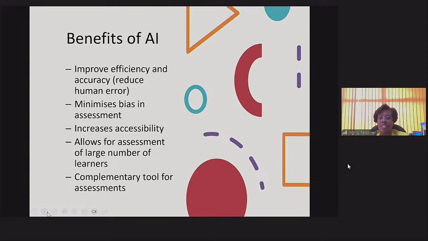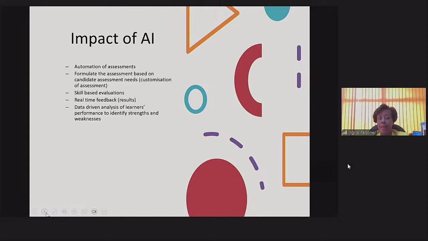We could not do this presentation without looking at AI. The benefits of AI in alternative assessments: it improves efficiency and accuracy, which reduces human error. It minimizes bias in assessment. It increases accessibility. It also allows for assessment of a large number of learners, which is scalability, and it's a complementary tool for assessment.